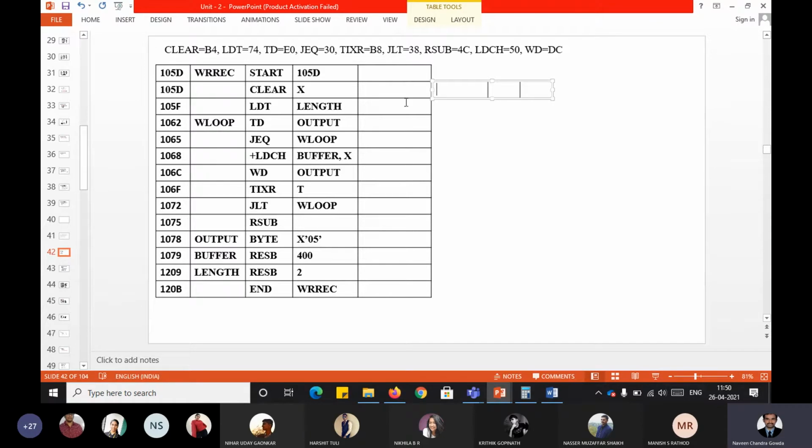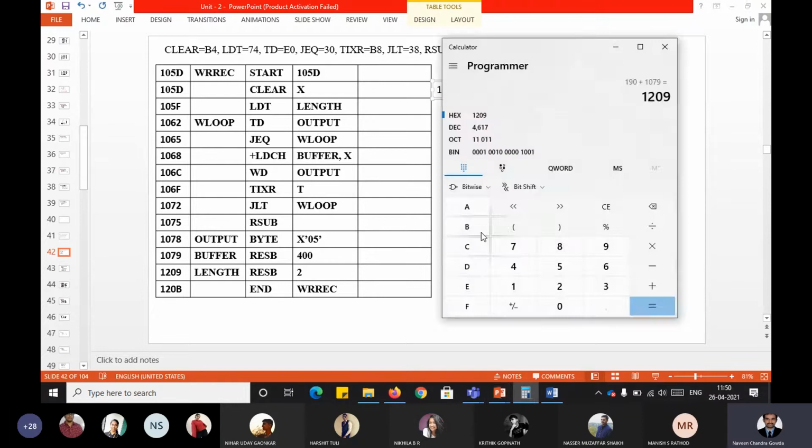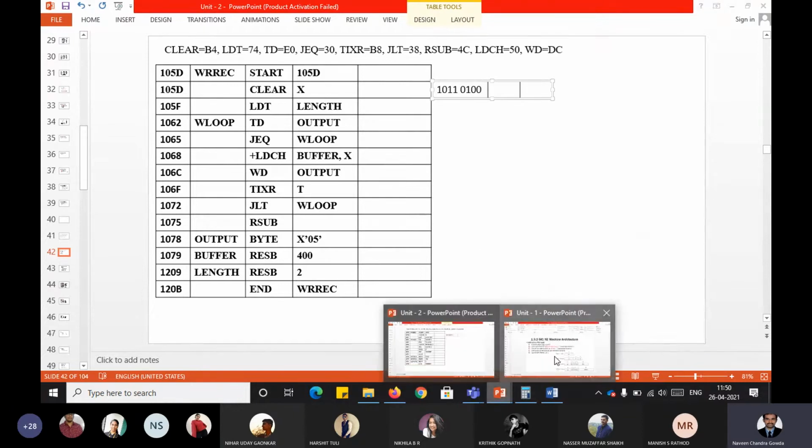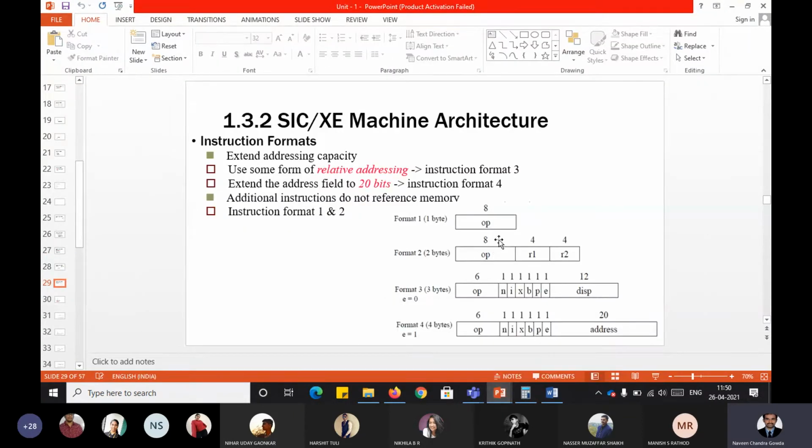CLEAR X is the format 2 instruction. What is the opcode of CLEAR? You can observe it is B4. The opcode of CLEAR is B4. B is 1011, and 4 is 0100. In case of format 2, if you remember, the opcode is 8 bits, followed by register 1 and register 2.